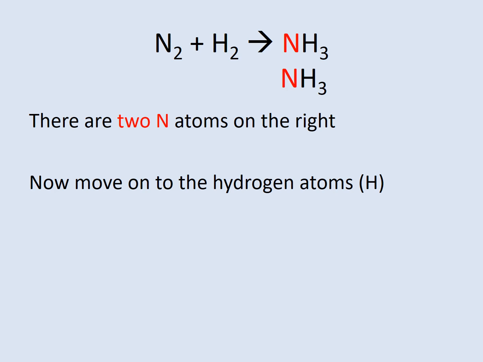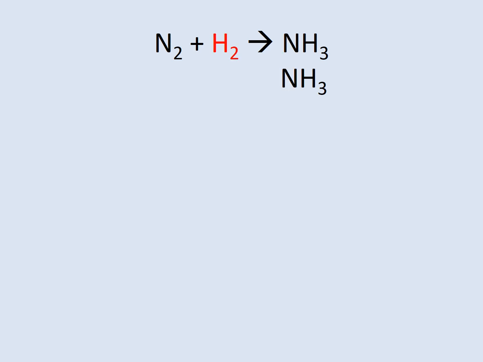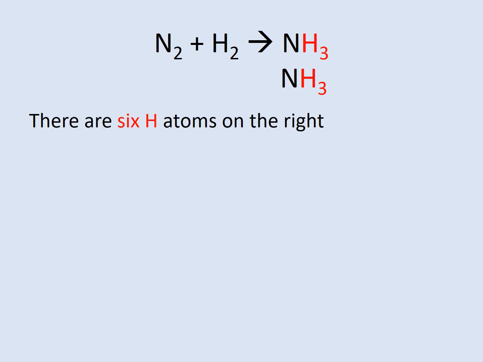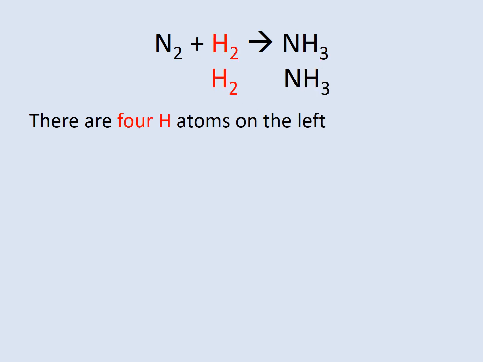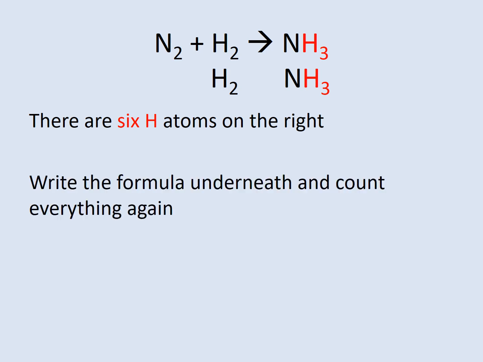So if we move on to the hydrogen atoms, there are 2 hydrogens on the left, but there are 6 hydrogen atoms on the right. So what do you do? You write the formula underneath the H2 to get some more hydrogens. Right, in this particular case then, if you write H2 underneath, you can see we've now got 4 on the left. But there are still 6 on the right. So you've got to do it again, write the formula underneath and count again.